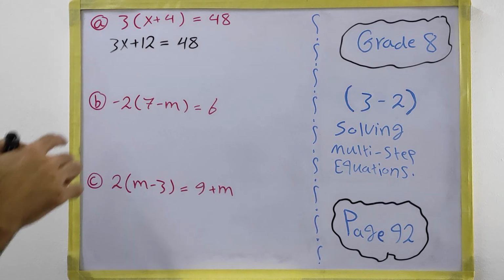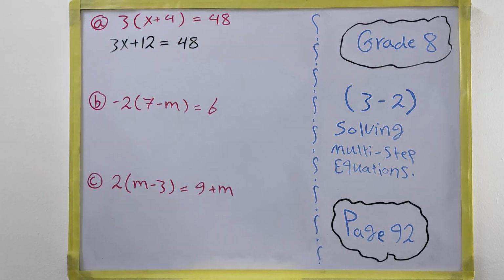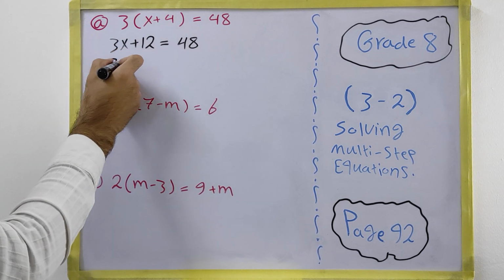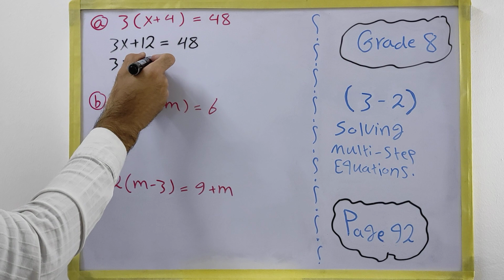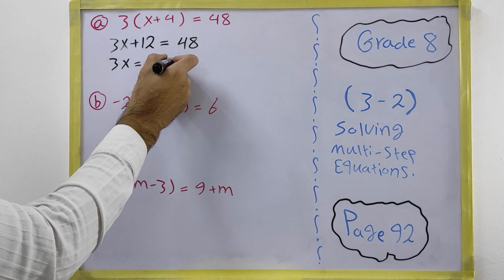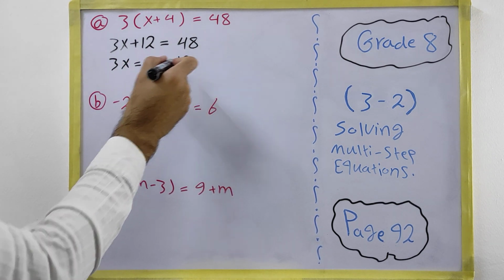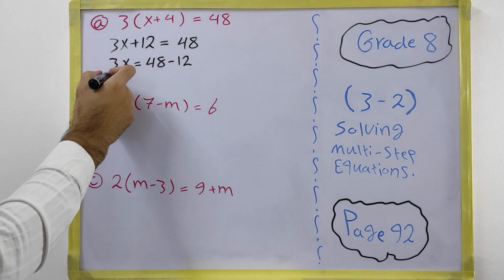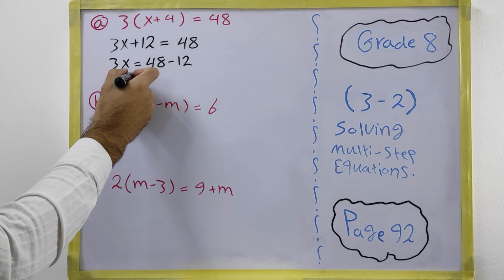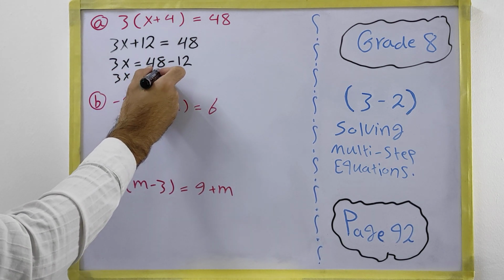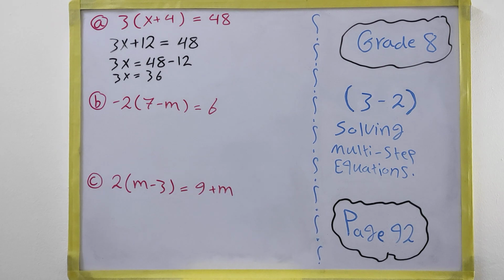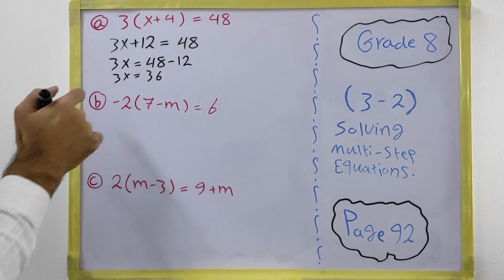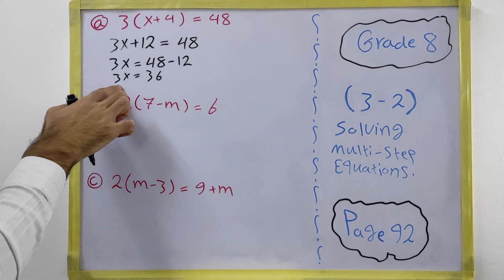Now, like before, we can move the 12 to the other side. 3x equals 48 minus 12. We do it: 3x equals 36. Now we have finished with the plus and minus. We just have 3x equals 36.